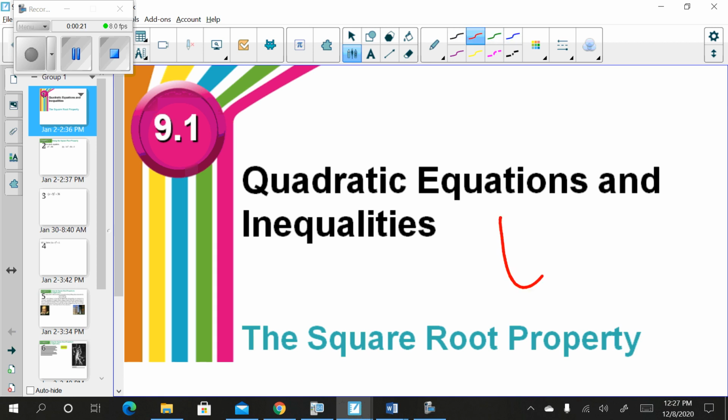So being able to look at things like this and talk about what their solutions are. That's the places where the graph crosses the x-axis. So thinking about where those locations are, what different options we have to be able to solve.